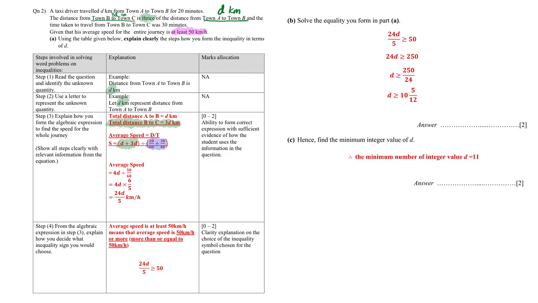we actually need to convert to hours because the speed is given in hours. Okay? Then, once we have this, we will then be able to have an expression for the average speed.